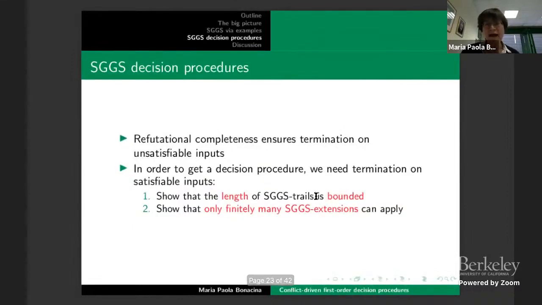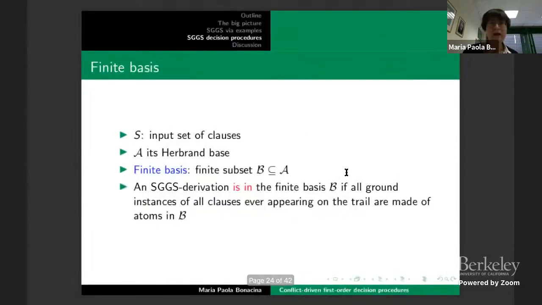Or else the other way to show termination on satisfiable inputs is to show that only finite remaining extensions can apply. So let's start with the first technique to prove decidability.